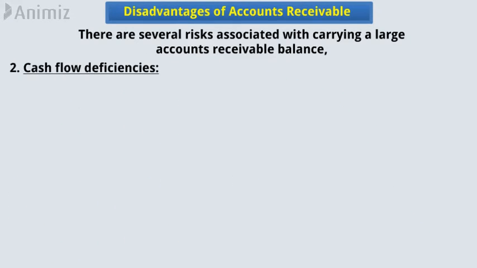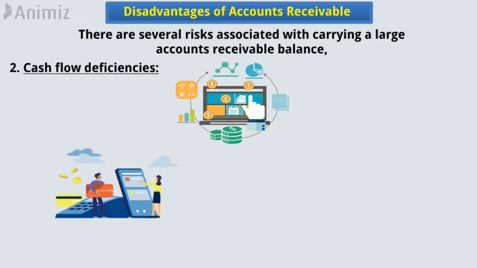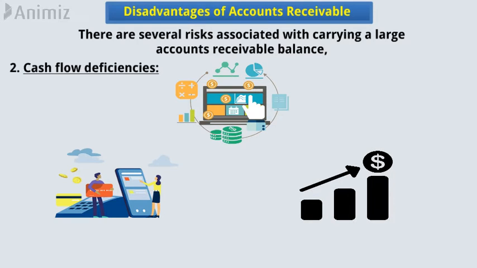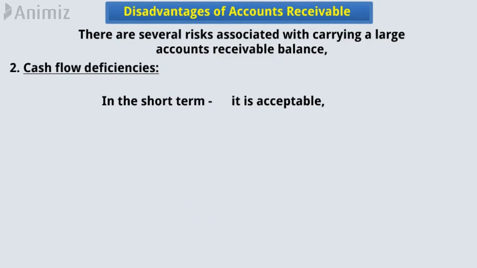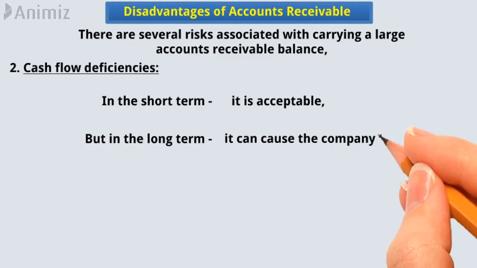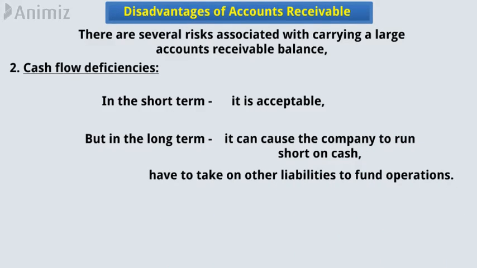Cash flow deficiencies. A business needs cash flow for its operations. Selling on credit may increase revenue and income, but it offers no actual cash inflow. In the short term, it is acceptable, but in the long term, it can cause the company to run short on cash, and have to take on other liabilities to fund operations.